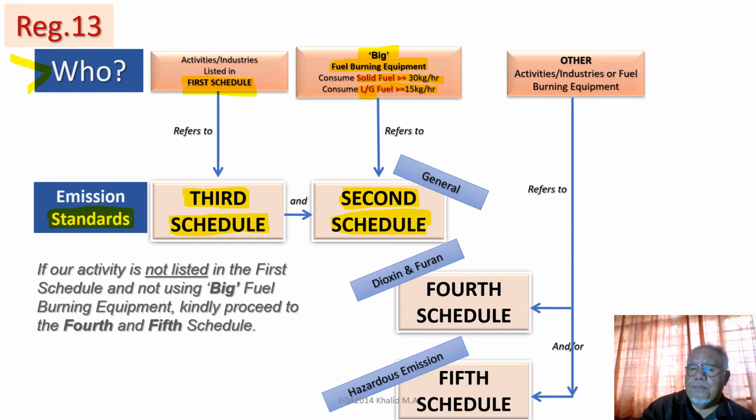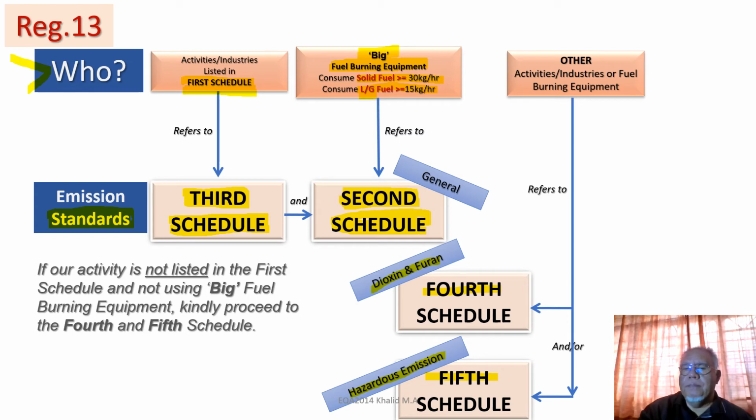Now, got it? Okay, the other industry, this is a straightforward case. Other industries which don't appear in the first schedule and don't have huge fuel burning equipment, automatically their emission standard is by the fourth schedule and the fifth schedule. The fourth schedule is about dioxin and furan, and the fifth schedule is about hazardous emission. Got it?